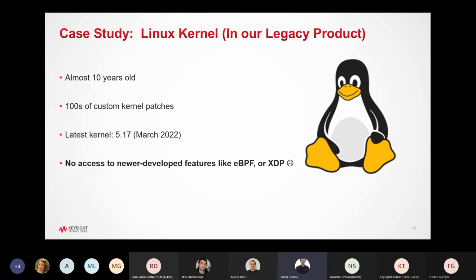The version of the kernel we're using is beginning to show its age. The last time I checked, the latest stable release was 5.17, I think, which appeared this month. As developers, we often want to work with bleeding edge technology, right? But unfortunately, in our case, we don't have access to new and cool features that we can see in newer kernels like eBPF or XDP.